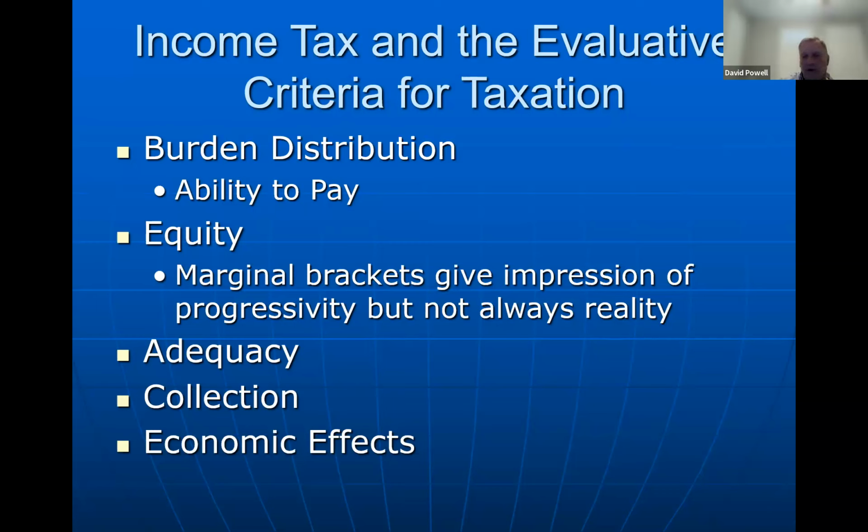And Warren Buffett is very famous for saying that his tax rate actually was less than the tax rate paid by his personal secretary. That's because of all those tax deductions and all of those credits. Adequacy, the income tax is a very adequate tax. That's why the federal government relies almost exclusively on it.